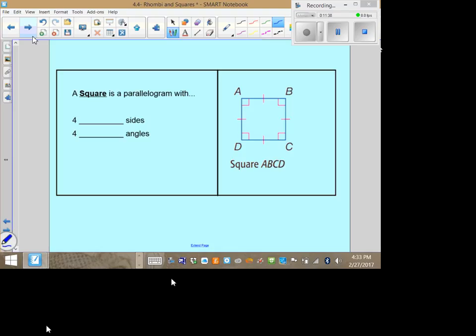The last quadrilateral we're going to look at is a square, or the last parallelogram, I should say. A square is a parallelogram with 4 congruent sides and 4 right angles. Note this is kind of like a rhombus and a rectangle together. You guys have seen squares before. I'm sure this is not new news to you.